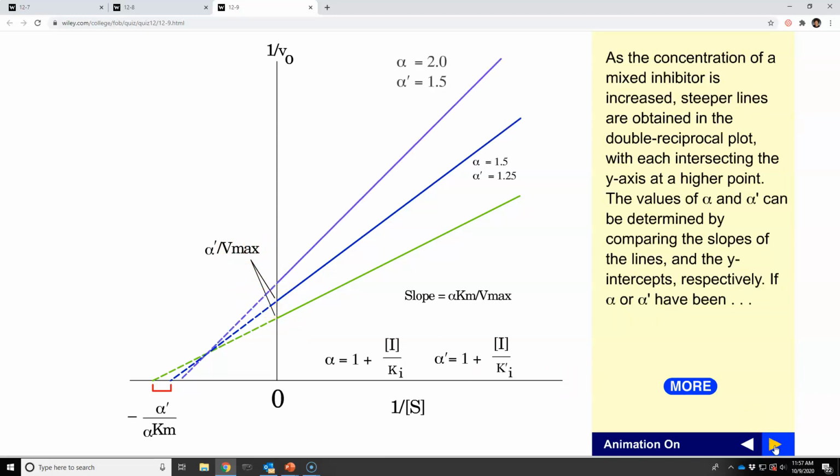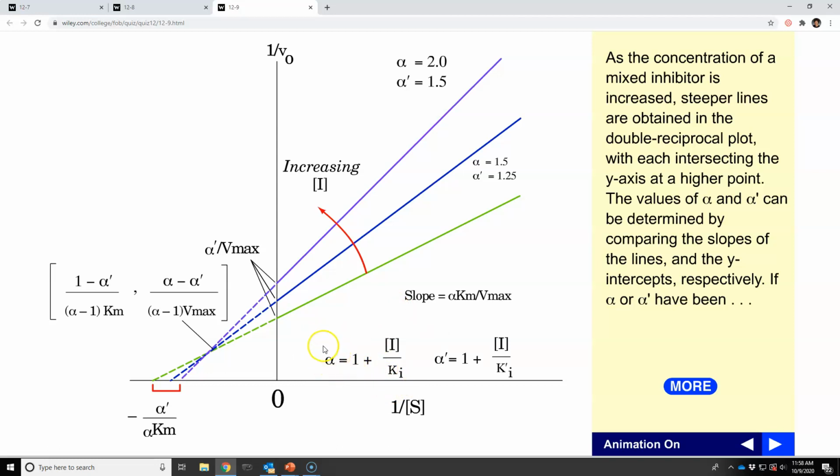And again, just as in the other animations, we'll get a more dramatic difference between without inhibitor and with inhibitor if we add more inhibitor. We can solve for Ki by using the inhibitor concentration and alpha. We solve for the Ki primed by solving for alpha primed first, and then we use the inhibitor concentration.